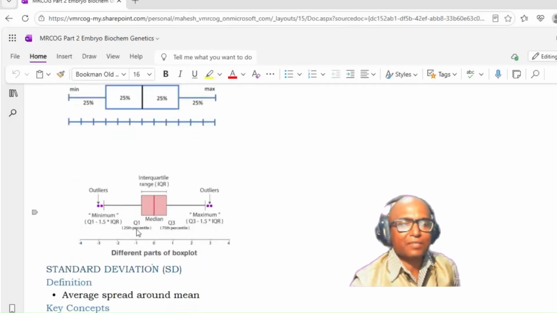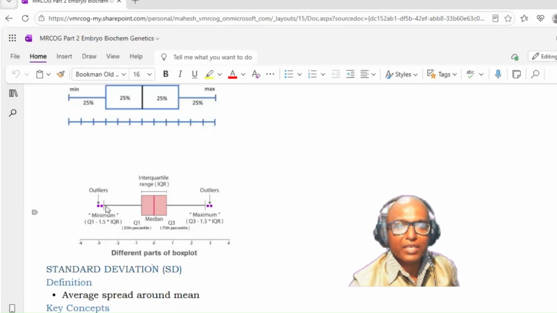So here it is explained, same thing. Here, this is the median. This is quartile 1. This is quartile 3. Remember, all quartiles are not the same. What we are discussing is that 25% of the observations lie in quartile 1, then another 25% lie in this much of range only.